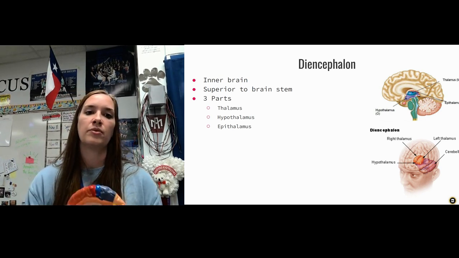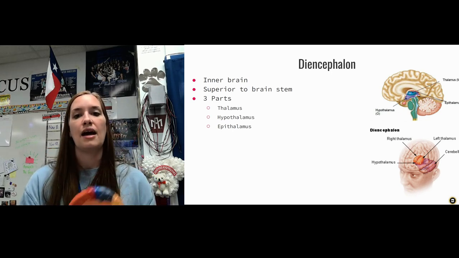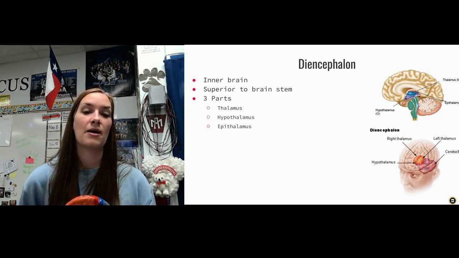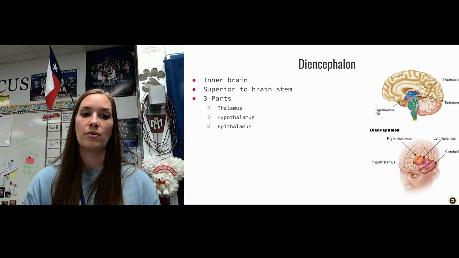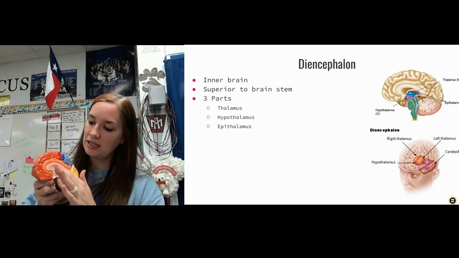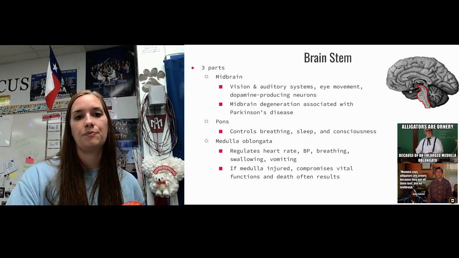Then we have the diencephalon, which is the inner brain. There are three parts of the diencephalon. We have the thalamus, hypothalamus, and epithalamus. The hypothalamus is also going to come back into play a lot when we talk about the endocrine system and hormones. The diencephalon, though, is superior to the brainstem. So you have brainstem here. All this region is that diencephalon.